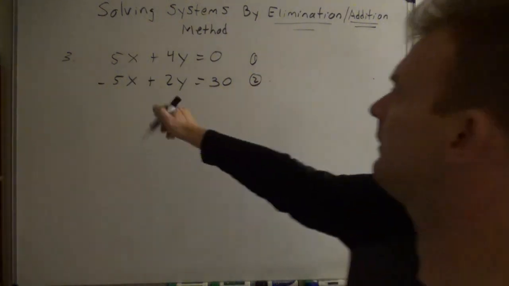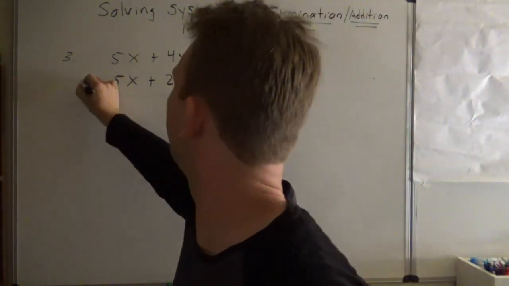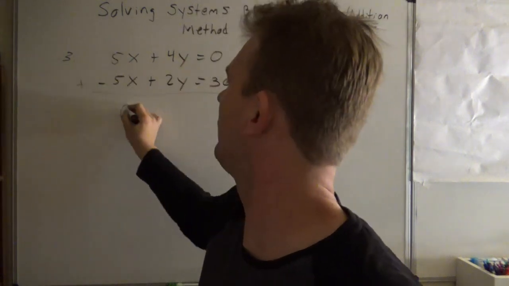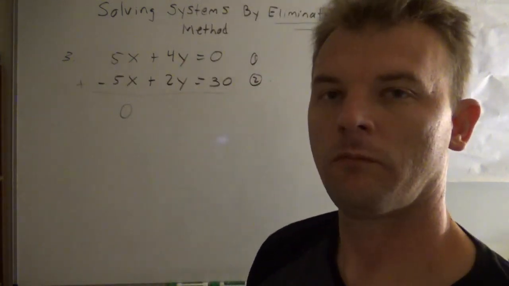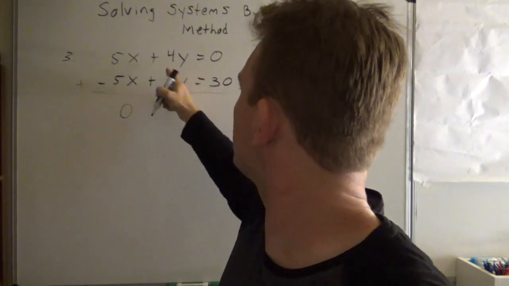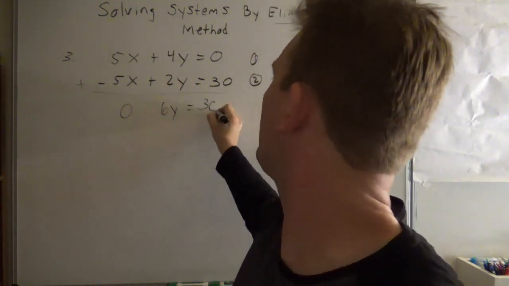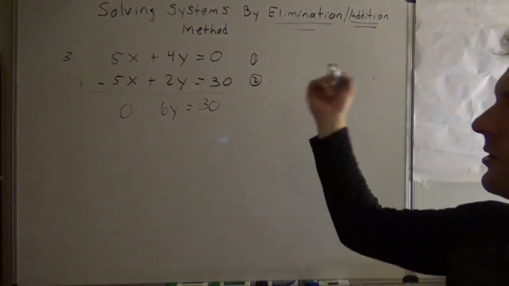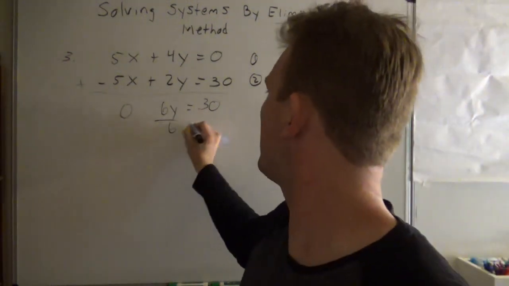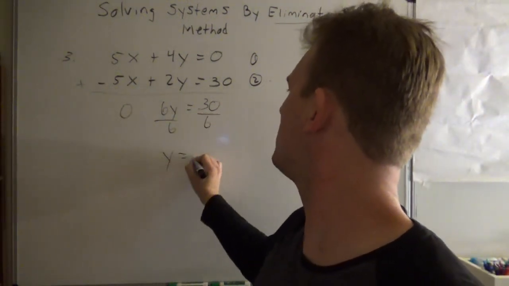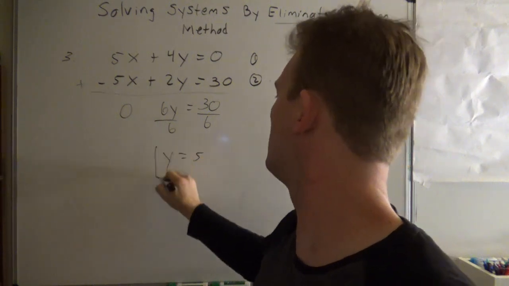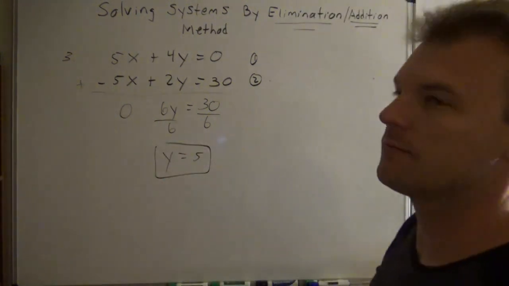I'm just going to say, well, add them. And that goes to 0. Add these. Well, that's just going to be 4 plus 2 is 6y. And then you got 30. Solve for y. Divide by 6, divide by 6, y equals what, 5? There's your equation.